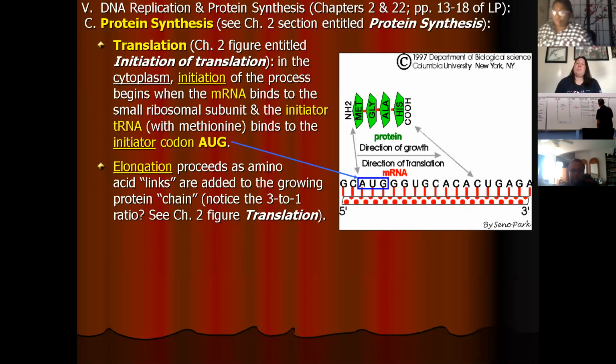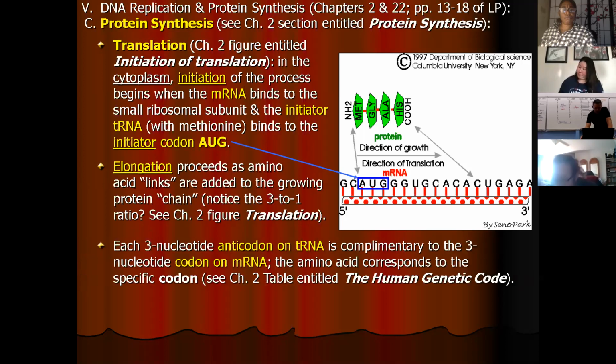So this shifting of the ribosome 3 nucleotides at a time and adding a peptide bond, that is elongation. And it is a 3-to-1 ratio, nucleotides to amino acids. Okay? This one is saying that the anticodon is complementary to the codon.